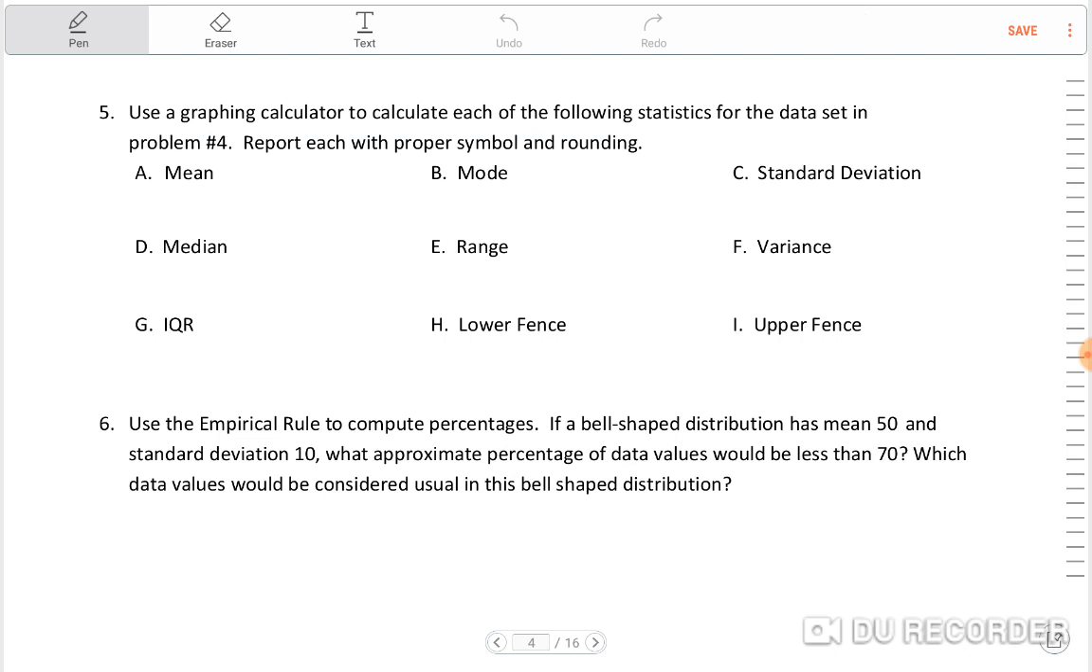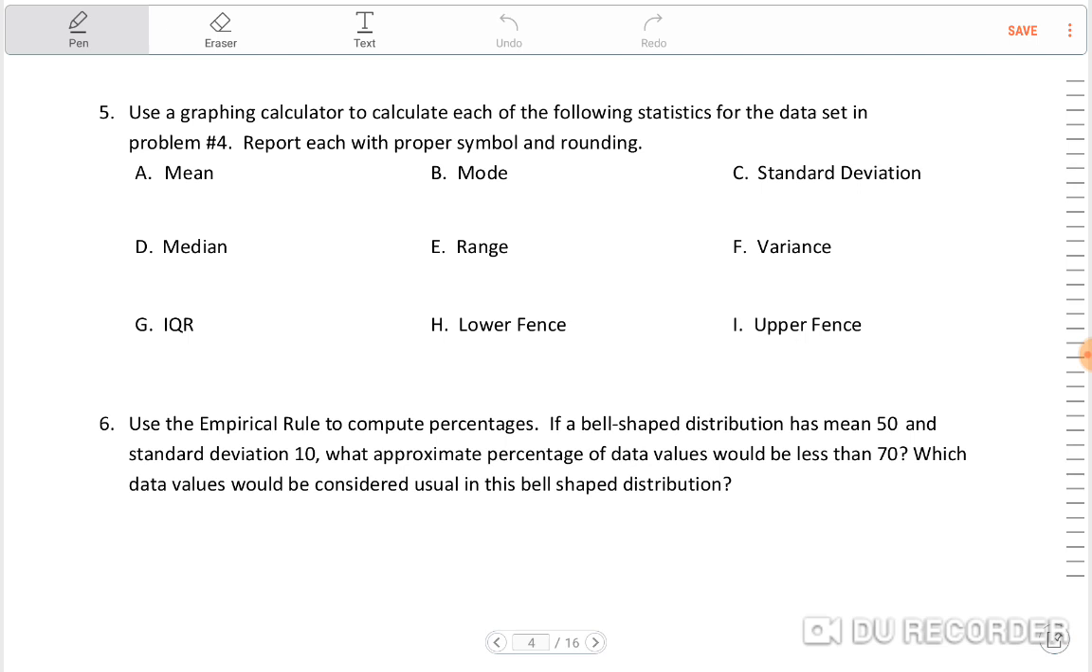Okay, so it says use a graphing calculator to calculate each of the following statistics for the data set in problem number 4. Report each with proper symbol and rounding. Okay, so the data set I'm referring to is the one we actually already put in our calculator, so that's kind of handy. We have a lot of these things here, so I'm going to go ahead and pull up the calculator. We're looking for mean.